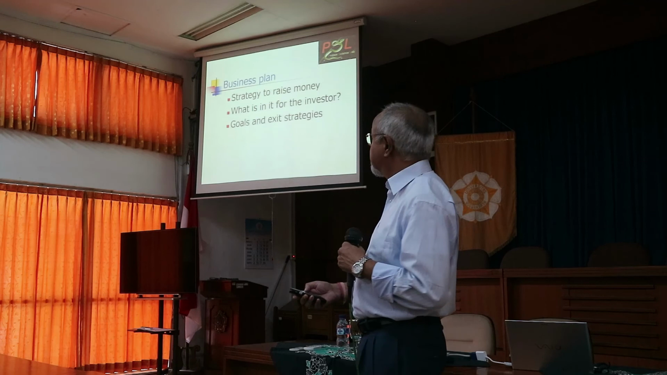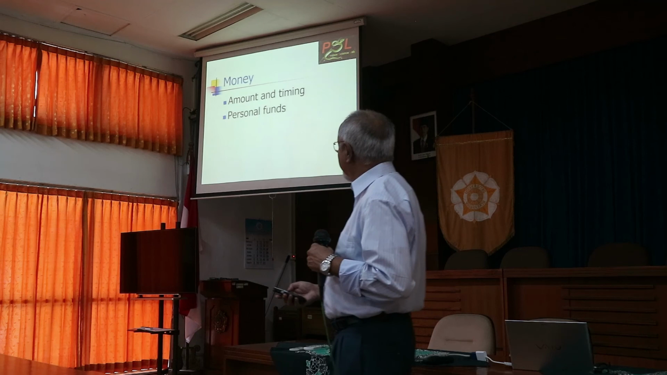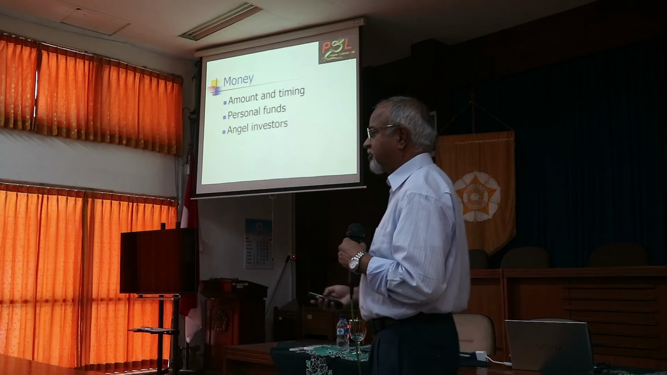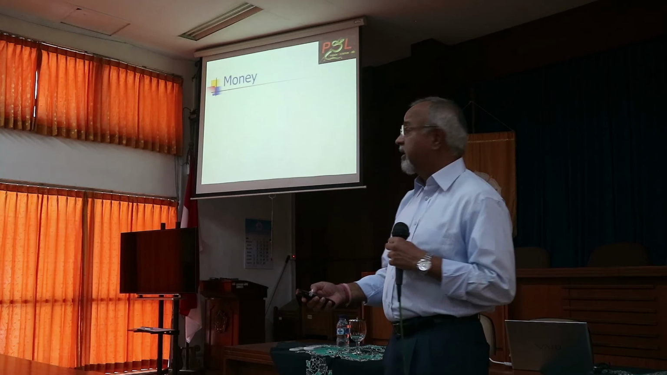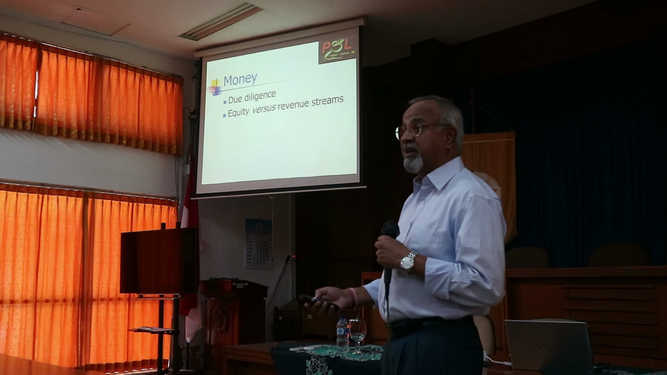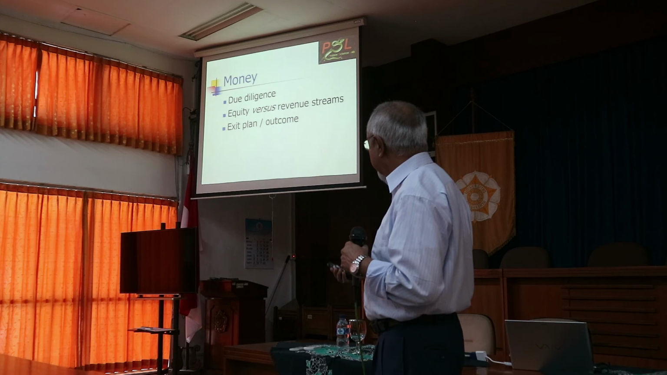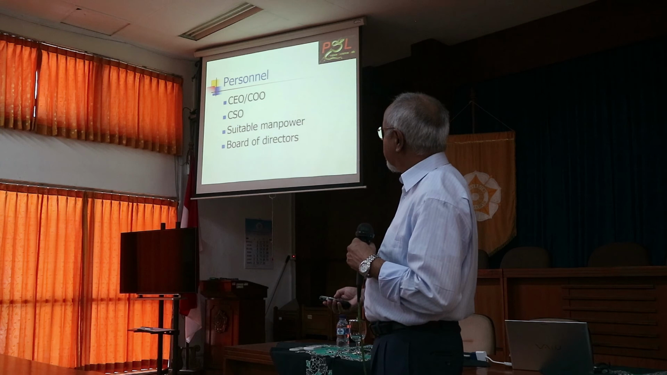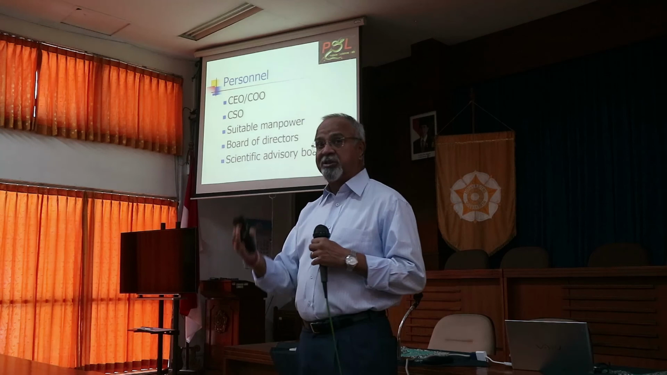So money is also important. As I told you, you can use personal funds, but some of us are not that rich. You can also get it from angel investors, venture capitalists, and large companies. They will all do due diligence. Equity versus revenue stream variations are there. Exit plan and outcome is important. Personnel, as I told you, you need all of them with suitable capability. So for each of these, there are certain requirements to go and do things.